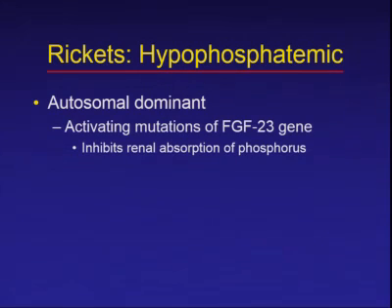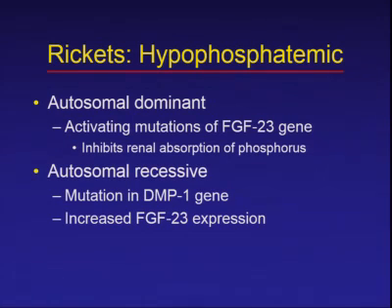Then we have autosomal dominant hypophosphatemic rickets. So this is an activating mutation in the FGF23 gene, and so the effect of FGF23 is increased. And once again, the effect of FGF23 is renal phosphorus dumping in the urine, and so you again have chronic hypophosphatemia through unregulated renal dumping of phosphorus.